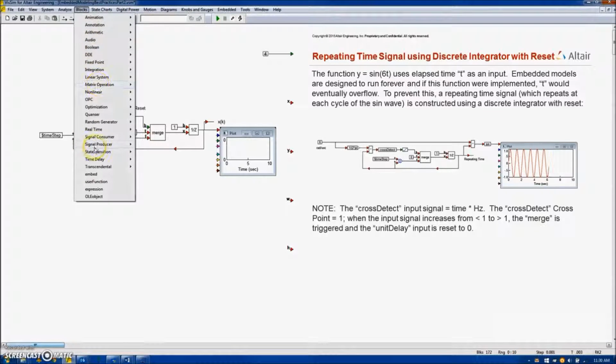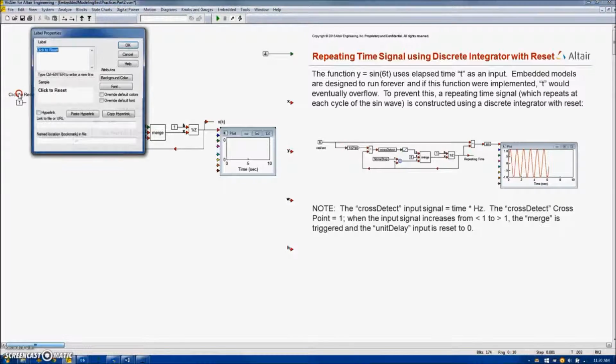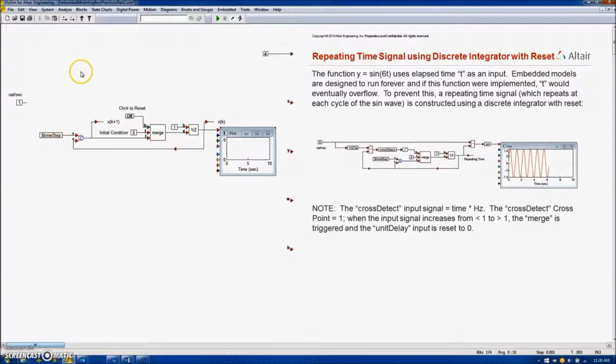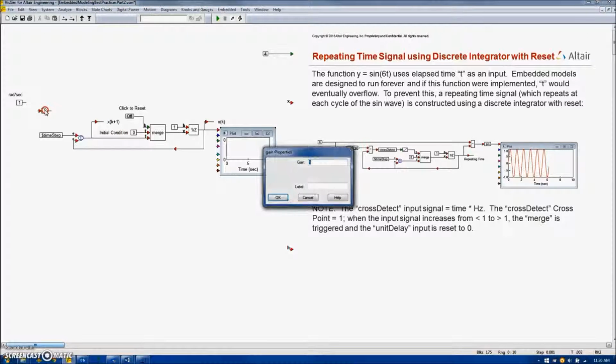I will place a constant block and a label to denote that. Next, I will convert the radian per second frequency to hertz using a gain block, and the gain is set to 1 divided by 2 times pi.